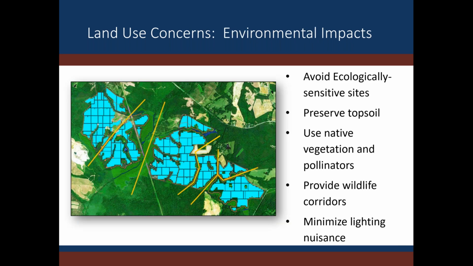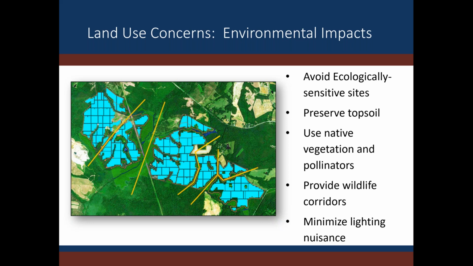You should also consider the impacts on the environment. You should avoid and preserve ecologically sensitive areas, such as wetlands, special habitats, etc. Preserve topsoil and use native, non-invasive vegetation and pollinator species where compatible. You should consider the impact of lighting and fencing on birds and animals.